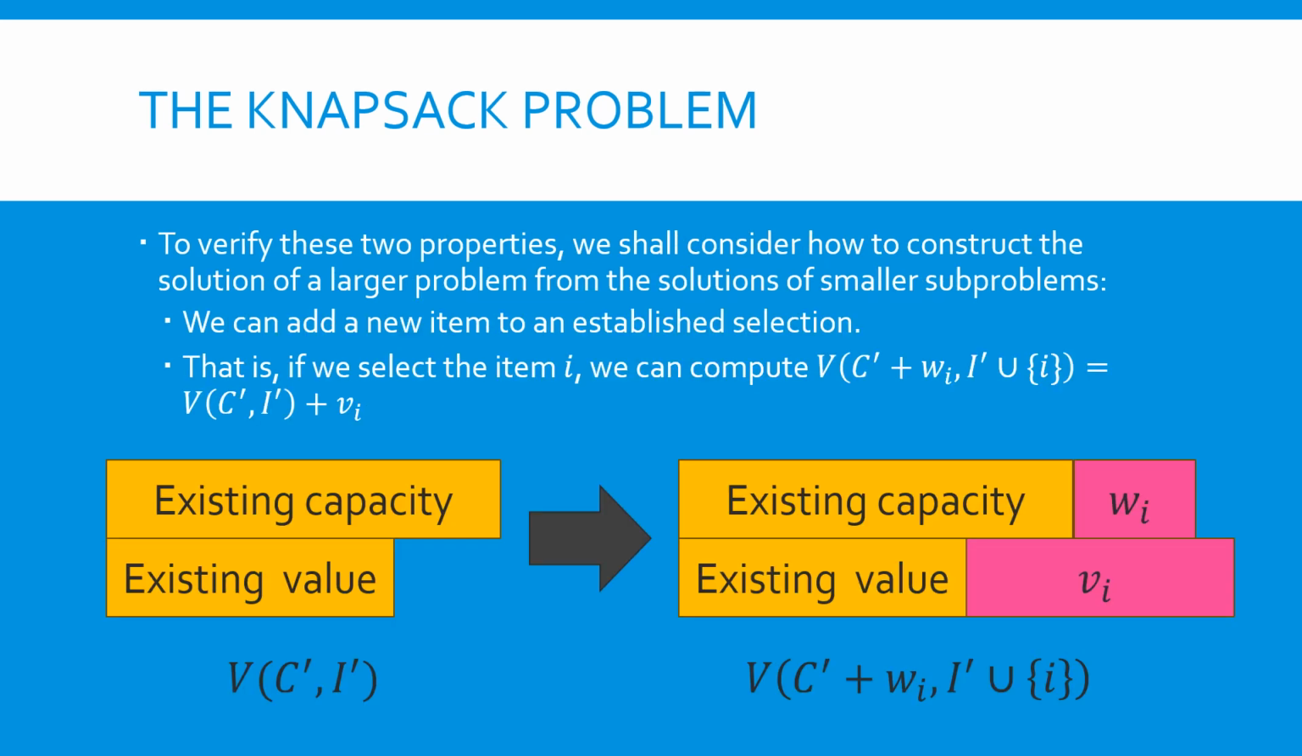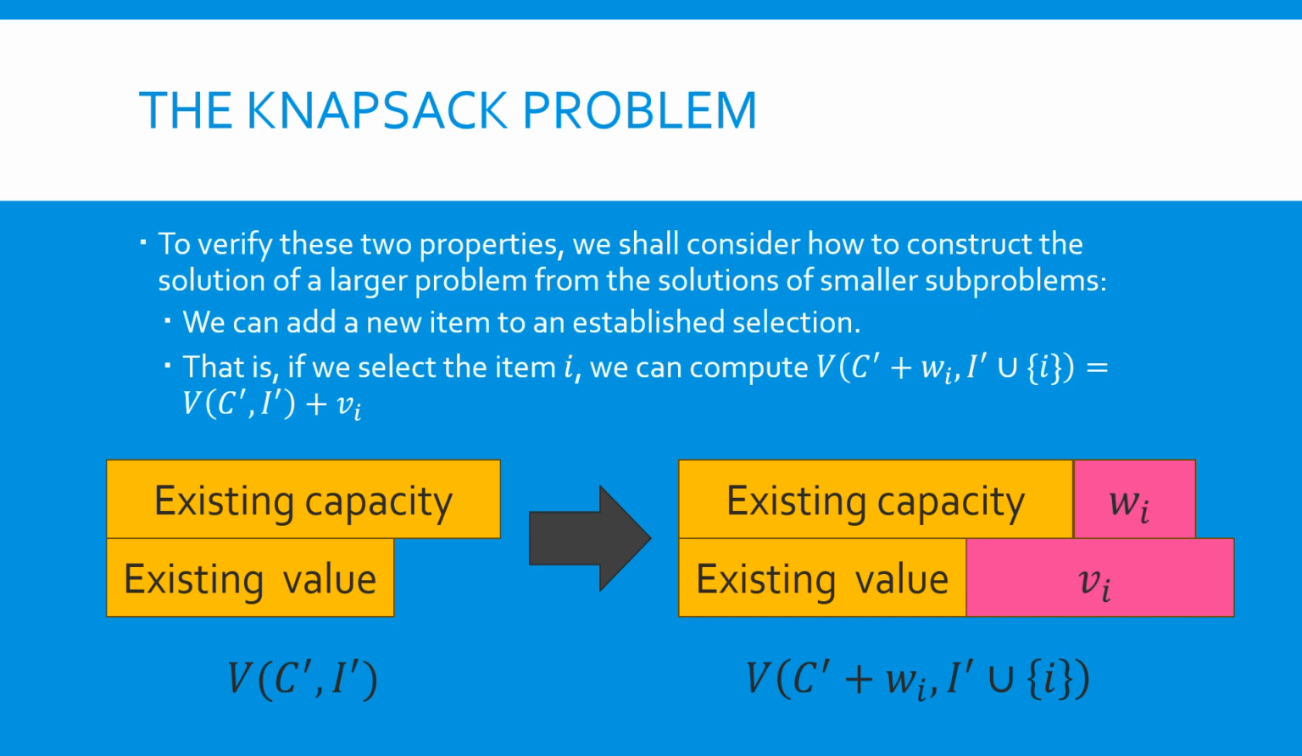To verify these two properties, let's first discuss how to solve a larger problem using solutions of smaller subproblems. Suppose we have found the optimal solution for capacity C' and candidate item set I', represented by the yellow bars in the figure. A straightforward way to extend the current item selection to a larger scale is to add a new item to the backpack. Let the new item be i.